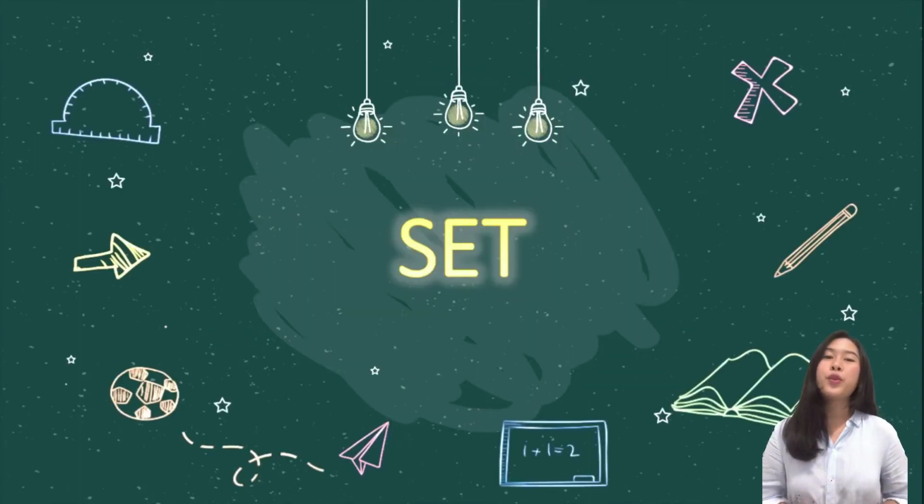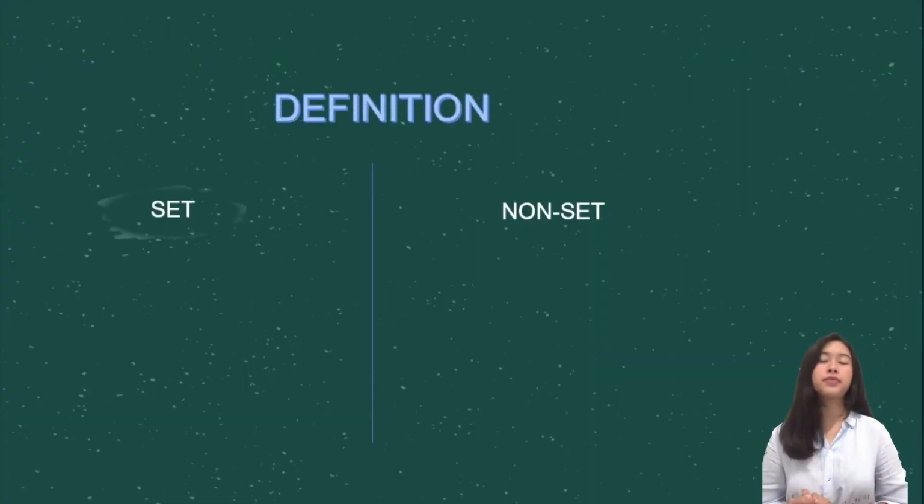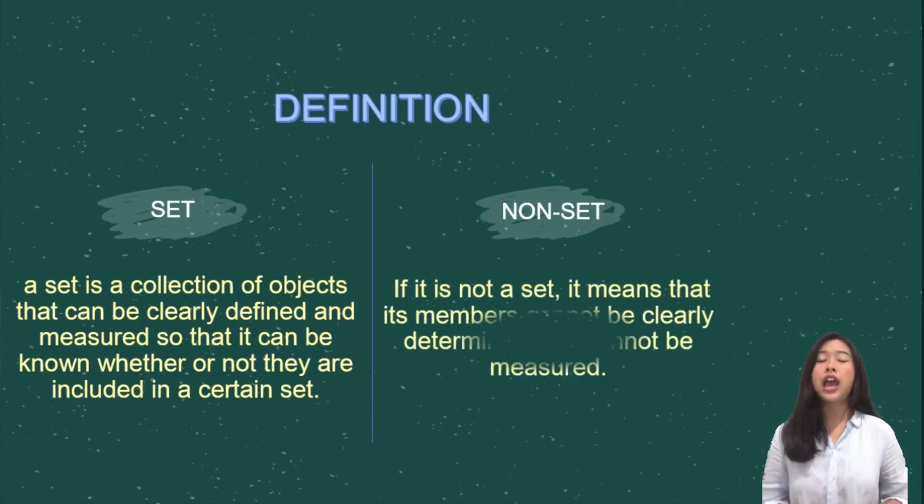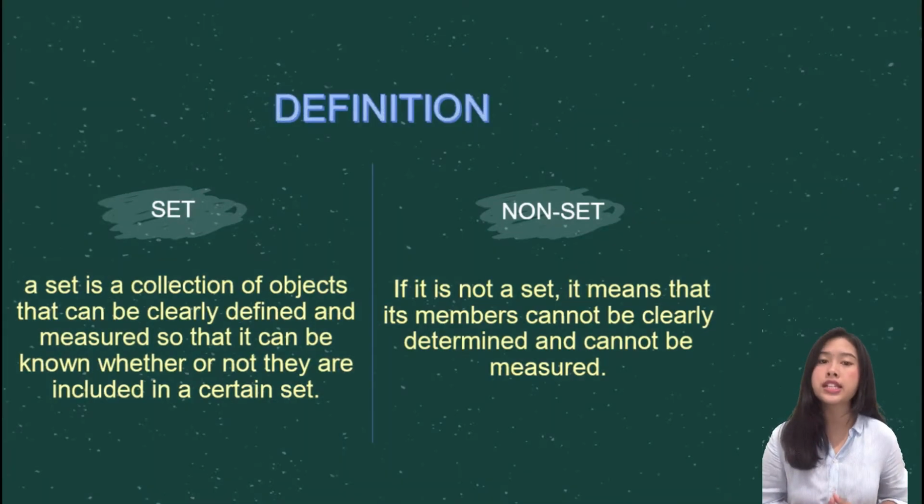Now, we will explain about set. What is the definition? Number 1, set. A set is a collection of objects that can be clearly defined and measured so that it can be known whether or not they are included in a certain set. Number 2 is non-set. If it is not a set, it means that its members cannot be clearly determined and cannot be measured.